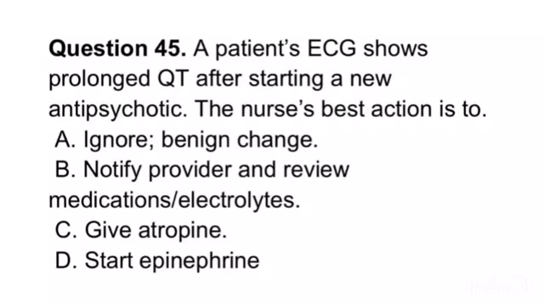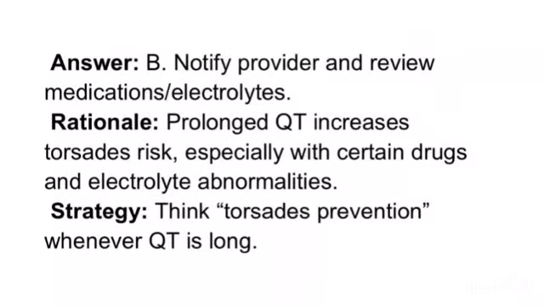Question 45. A patient's ECG shows prolonged QT after starting a new antipsychotic. The nurse's best action is to A. Ignore, benign change. B. Notify provider and review medications/electrolytes. C. Give atropine. D. Start epinephrine. Answer, B. Notify provider and review medications/electrolytes. Rationale: prolonged QT increases torsades risk, especially with certain drugs and electrolyte abnormalities. Strategy: think torsades prevention whenever QT is long.